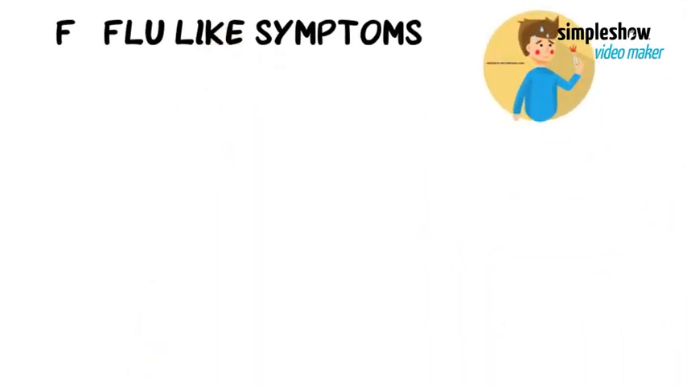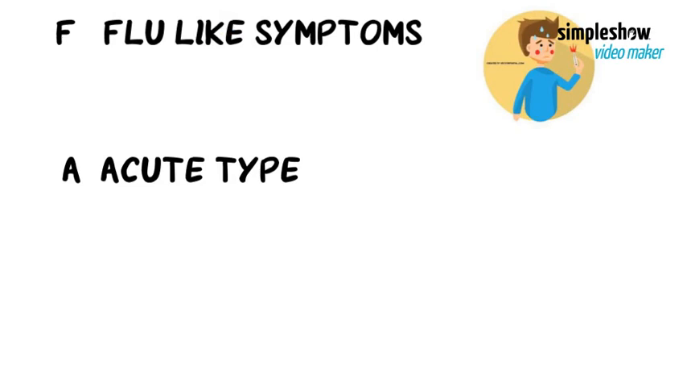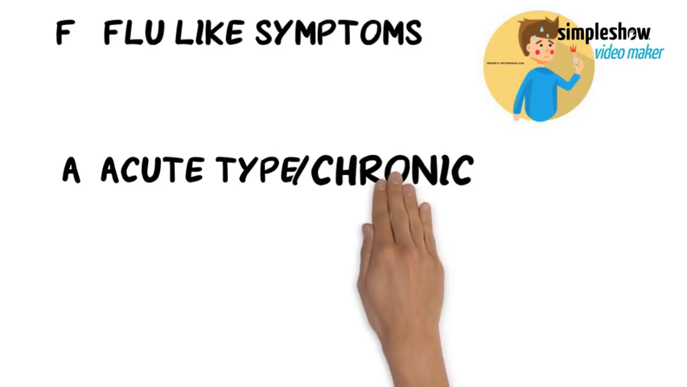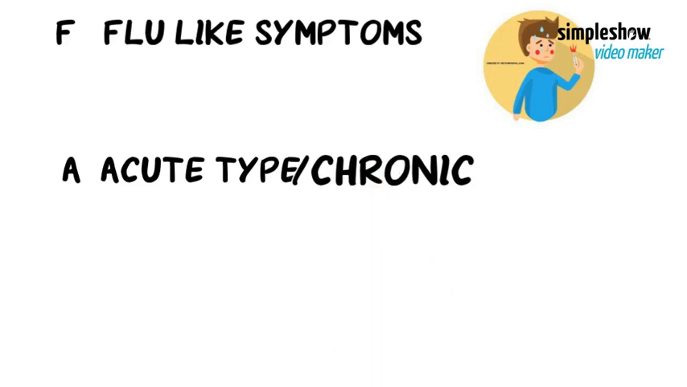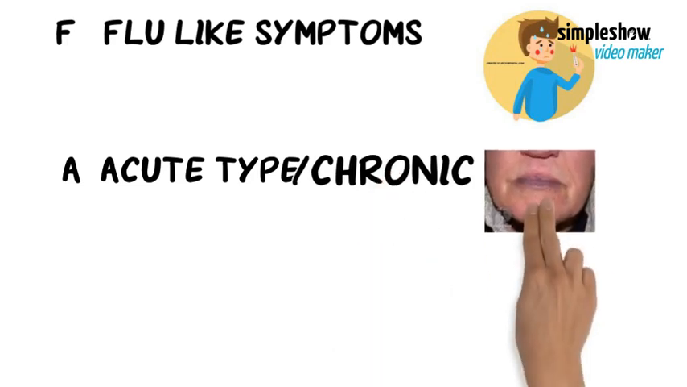F is for flu-like symptoms, which are fever, chills, cough, malaise and headache. This disease has very general signs and symptoms. A as in acute type. Flu-like symptoms are present in the acute form of this disease. There is a chronic form of this disease as well, in which cough and dyspnea can lead to cyanosis.